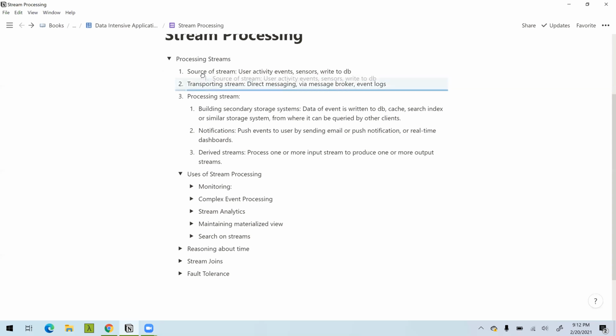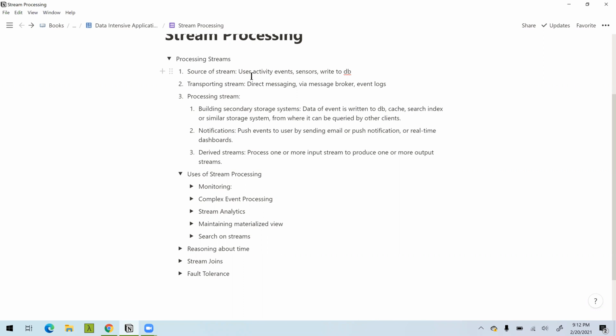So those three parts are like this: we have a source of stream, right? And the example of that source of stream is some user activity events or some data from some sensors, or whenever you make a write to a database, each write could be considered as an event. So all these events are your source from which your stream is generated.